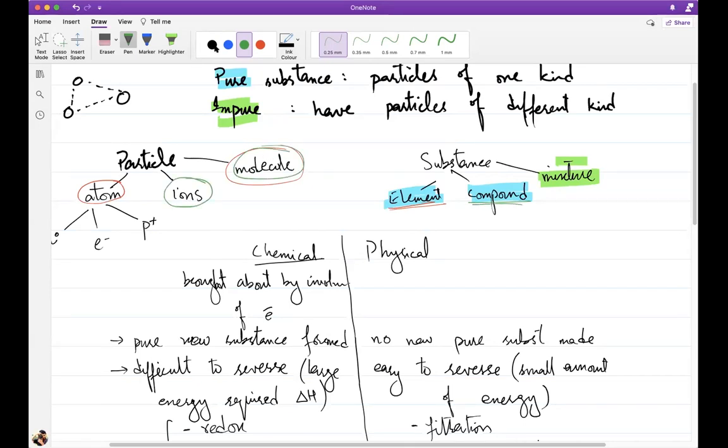So I'll give you some examples. For example, can you tell me a pure element and what particle it is made of?